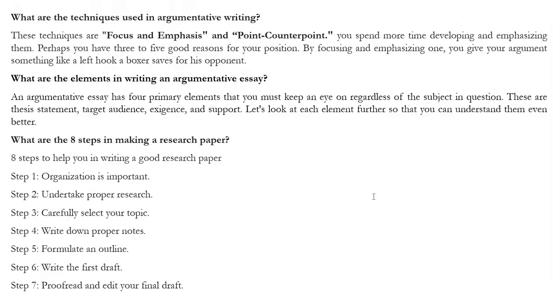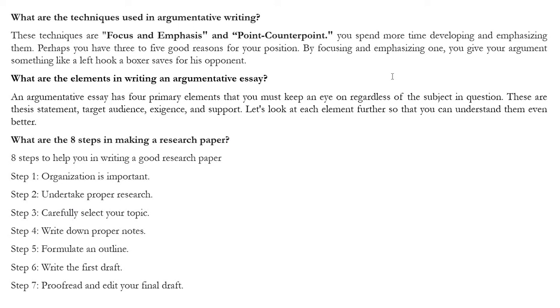These are the techniques used in argumentative writing. Generally, two mechanisms are used: focus and emphasize, and point-counterpoint. Based on focusing and emphasizing, your argument looks like a good one compared to the previous existing mechanism. Okay, what are the elements in writing an argument essay? That means thesis statement, target audience, existing and supporting mechanisms also. We are planning to reach your questionnaire, your work's uniqueness compared to other people.